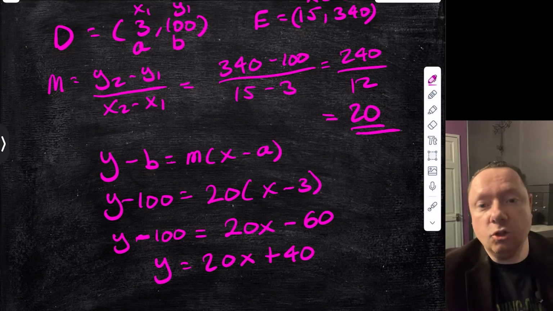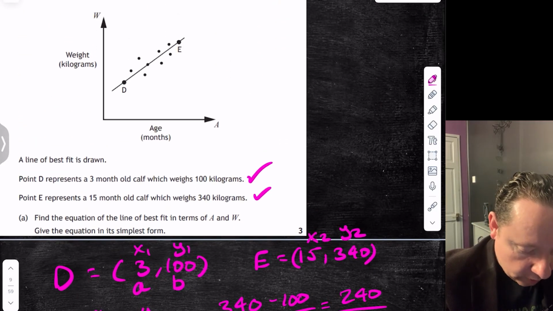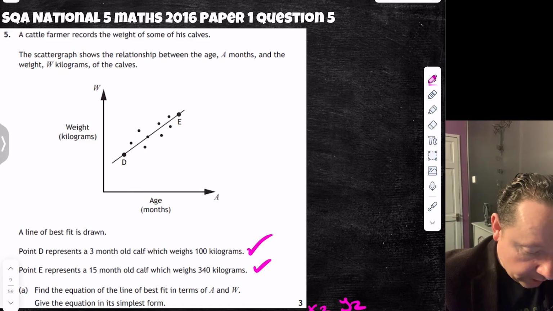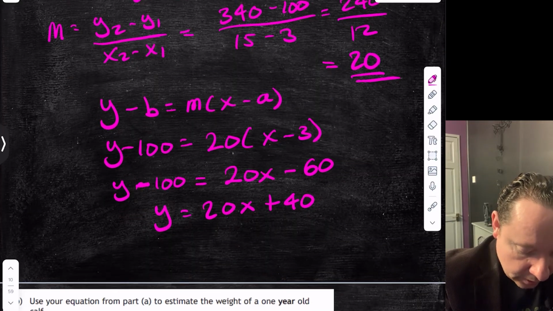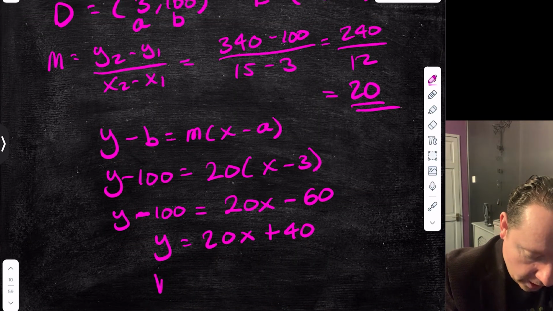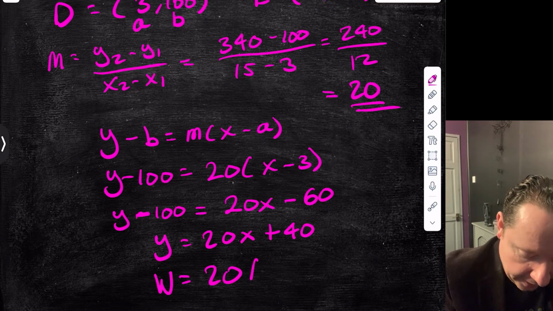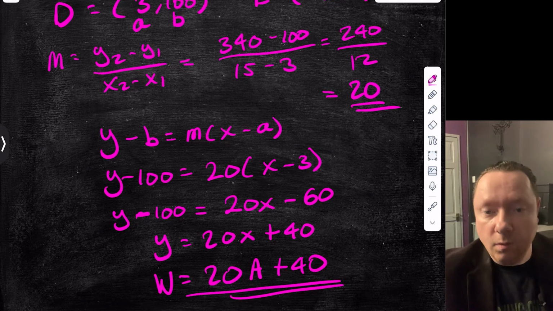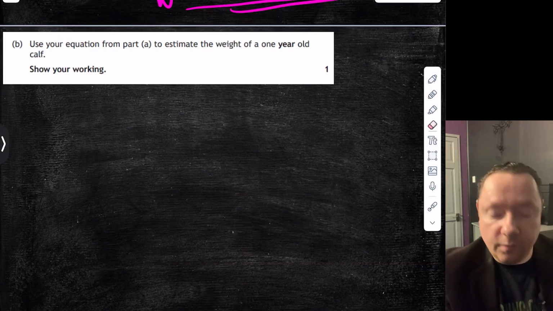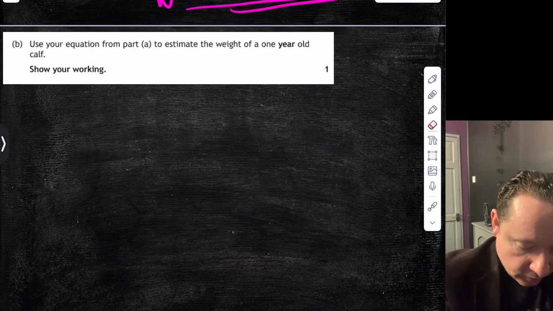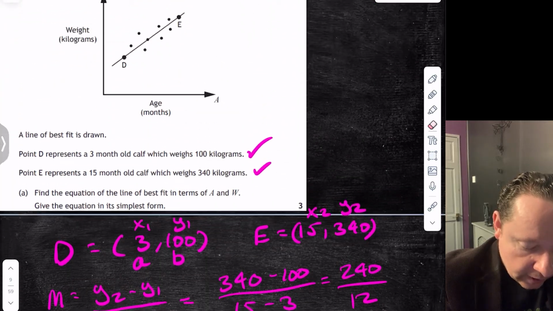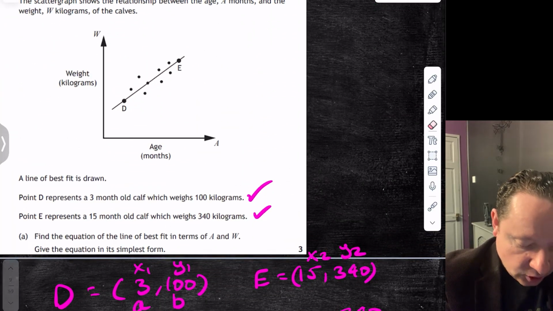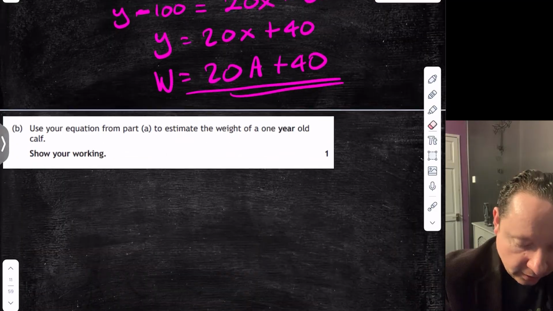And usually I'd be done there with straight line, but now we need to look at what it's telling us in the question. It's w and a. So I write w for y equals 20a for x plus 40, and that's part A done for all our marks. Part B, use your equation from part A to estimate the weight of a 1-year-old calf. So let's see what A and W represented. W is weight in kilograms, age is months. Oh, they're trying to trick us here.